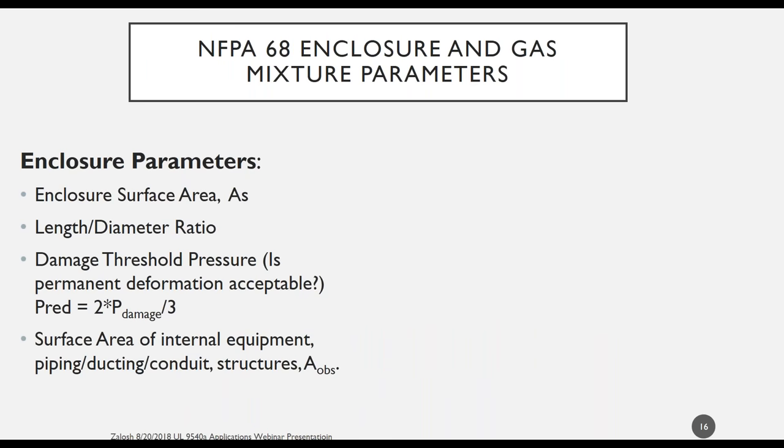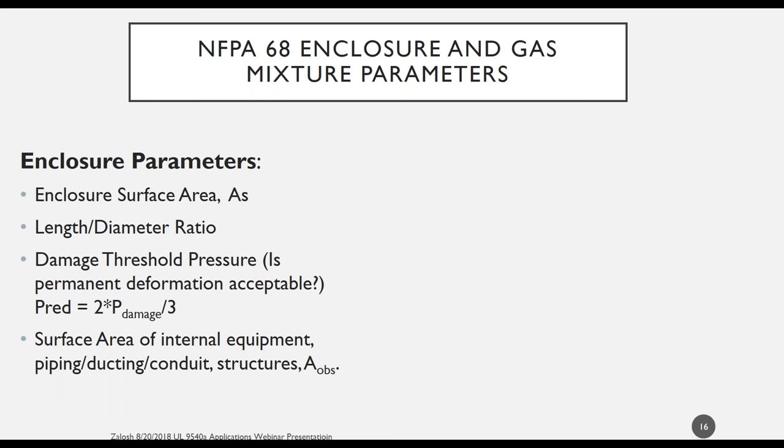In the design methodology, there are several parameters characterizing the enclosure, most important of which is the enclosure total surface area, A sub S, the area of the walls, floor, and ceiling. The length to diameter ratio is important because longer L/Ds can promote flame acceleration and greater combustion rate. The damage threshold pressure is a key parameter. We talked about that before.